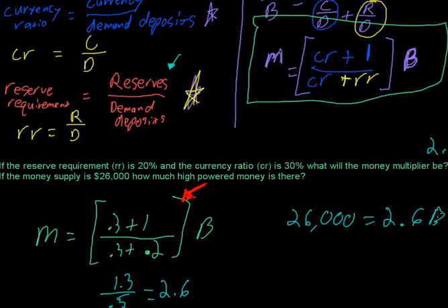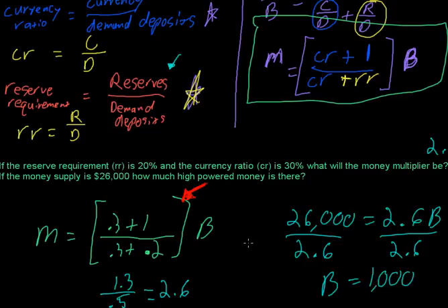Wow, that's a horrible B. 2.6 times B. Okay, and so I kind of picked this 26,000 ahead of time because I knew that we'd be dividing by 2.6. So divide both sides by 2.6, and you get that high-powered money is $1,000. Sorry, $10,000.